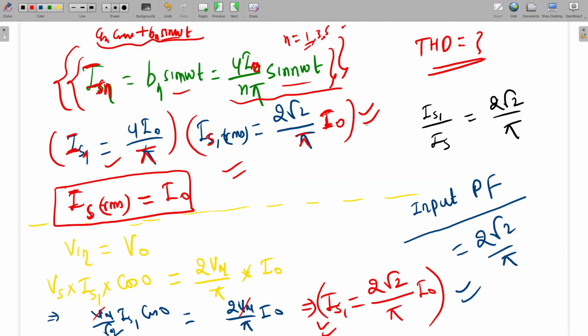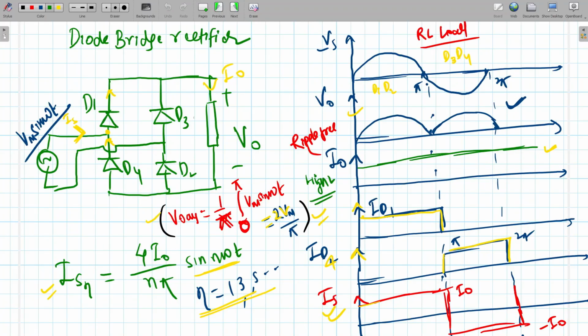Is it clear? Clear, sir. And for the source current, this is the fundamental RMS. What will be the source current RMS value? That will be I naught only. Is it clear why it is I naught? 2 root 2 by pi I naught is the RMS of the fundamental. Here the output current is constant I naught, and the source current is a square wave.